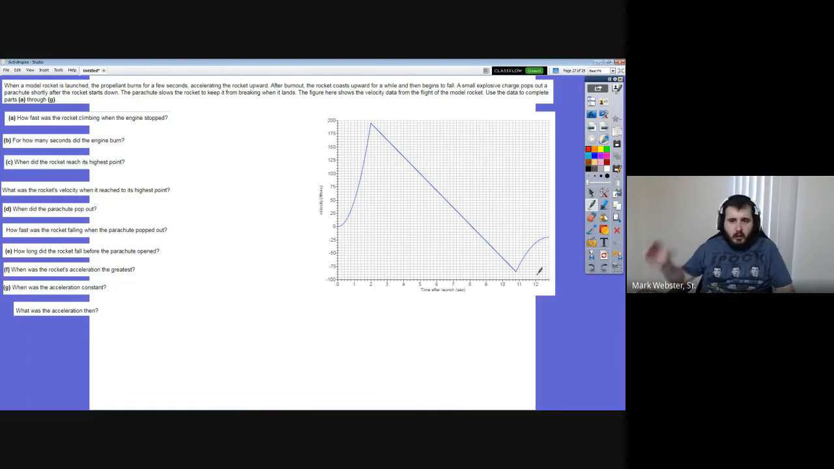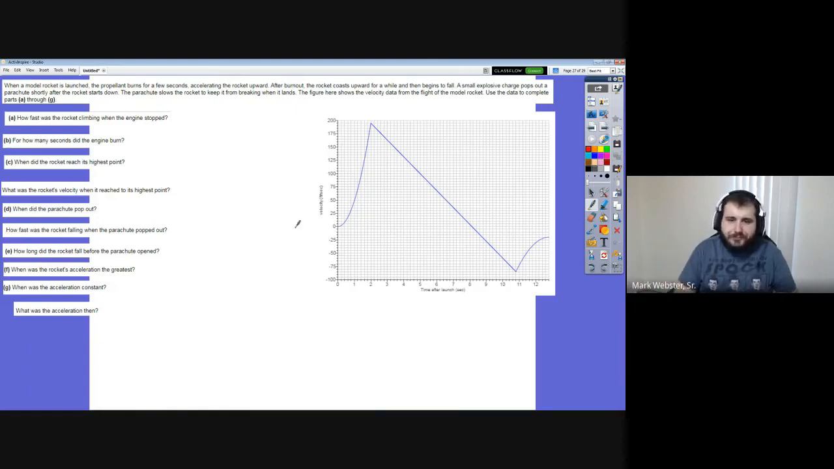Okay, so a lot of this is just reading the graph. This is basically saying a rocket is shooting upwards, and then it's going to start falling, and then an explosive pops out a little parachute, and then it drifts down, right?